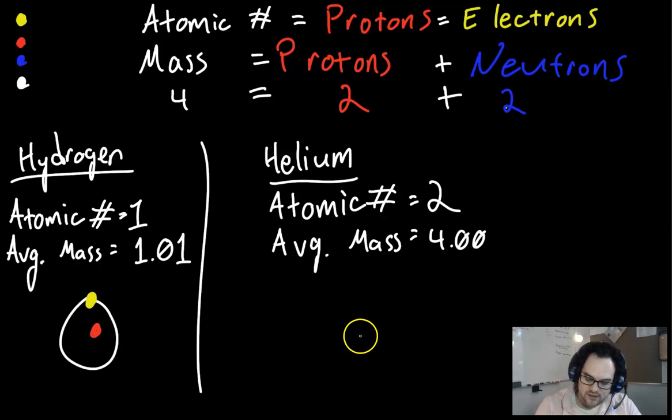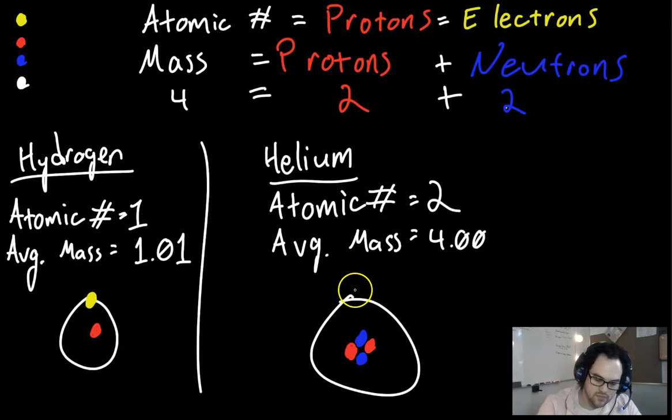So if I were to draw this, I would put my 2 protons, and I'm going to separate them a little bit so that they look like separate protons. You can do that. Along with 2 neutrons sitting in the nucleus. And then, because protons equals electrons, I know I have to have 2 electrons.